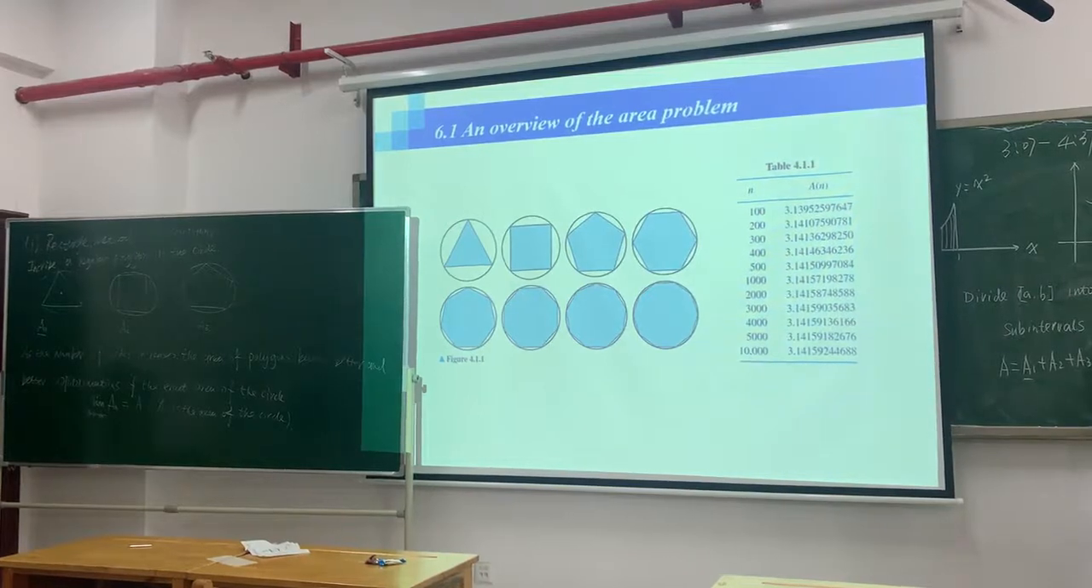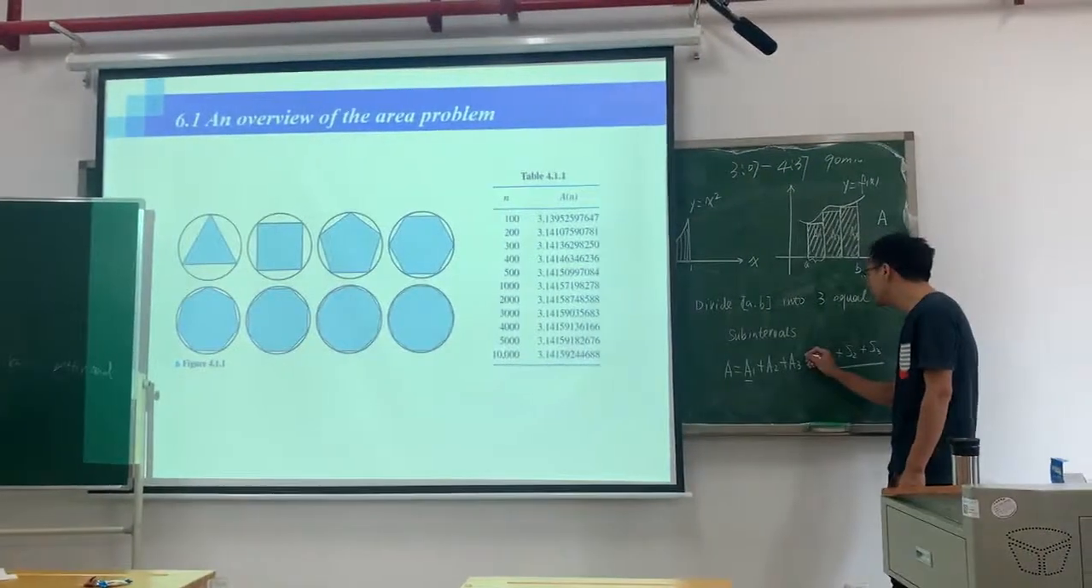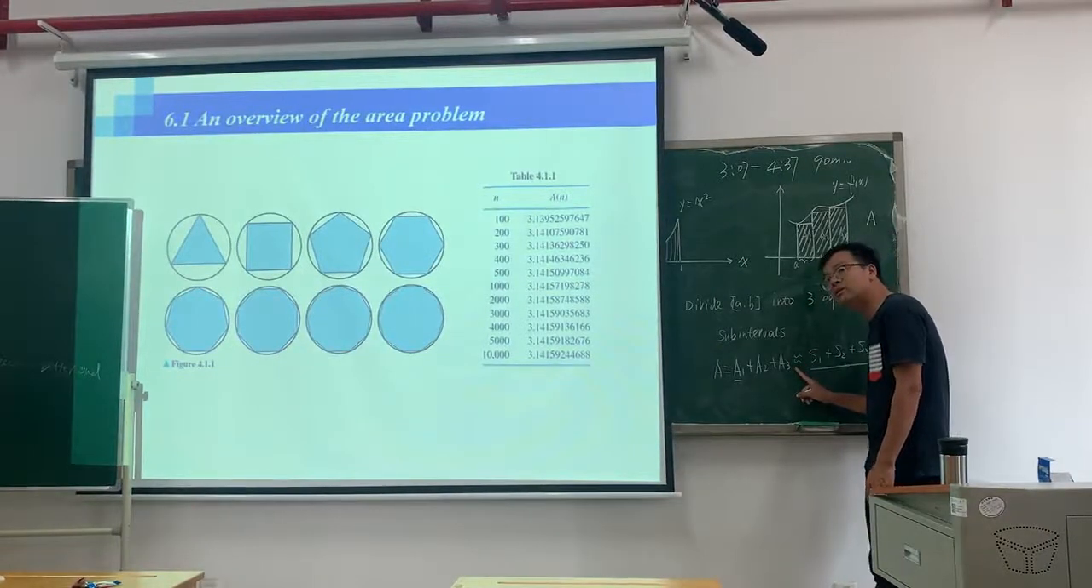And S2 is the area of the second rectangle. We use S2 to approximate A2. And S3 is the area of the third rectangle. We use S3 to approximate A3. So we can use the sum of S1, S2, S3 to approximate A1, A2, A3. So A approximately equals the sum.